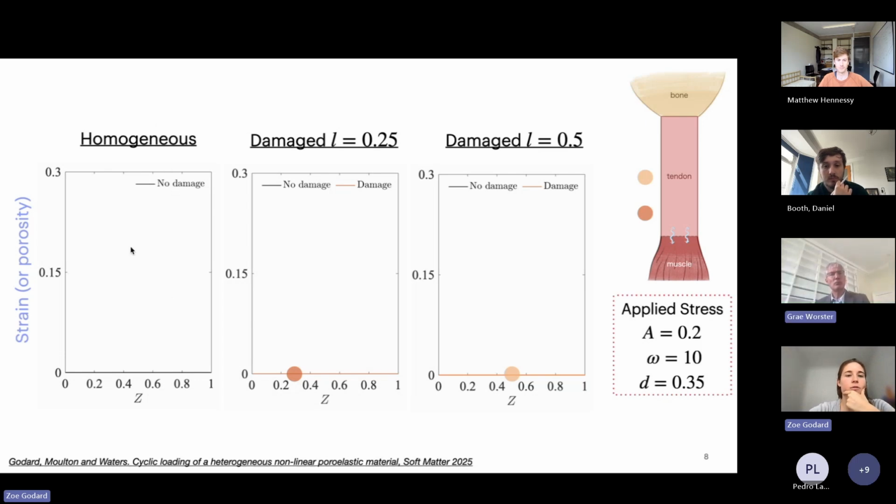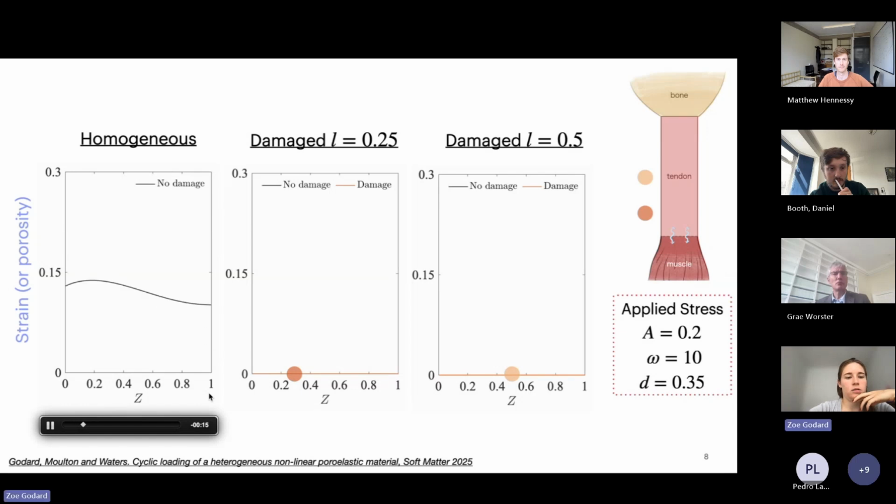So I'm going to show you first what it looks like in the homogeneous case, where there's no damage. So the muscle is pulling on the tendon at that boundary, and so the strain increases there. That's the boundary condition, and then that response is diffusing down towards the bone, so from z = 0 to z = 1. So the system is diffusive, and you can see that from the equations. It's a nonlinear diffusion equation.